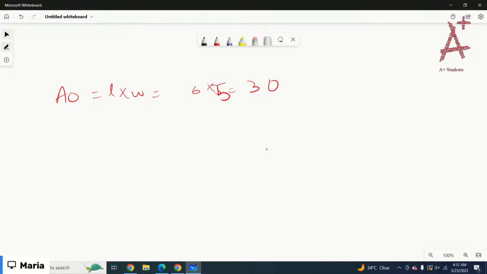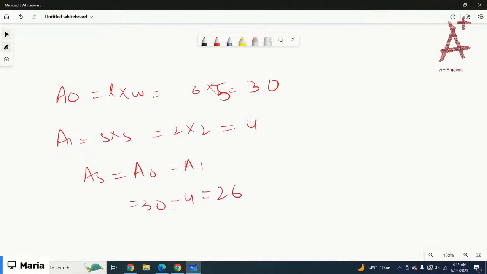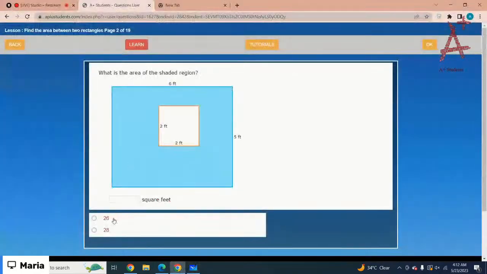And then you have to calculate the area of the inner square. That would be side times side. It would be 2 times 2, that is 4. So the area of the shaded region is the area of the outer minus the area of the inner one. It would be 30 minus 4. That means the area is 26 square inches. It will be 26.